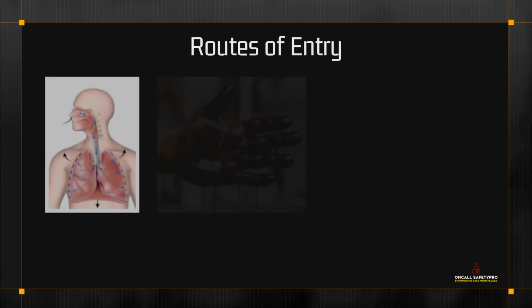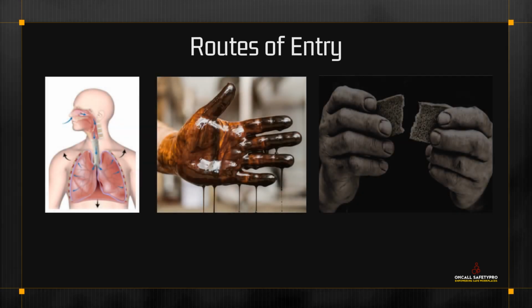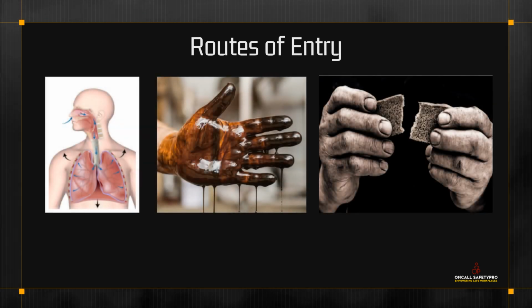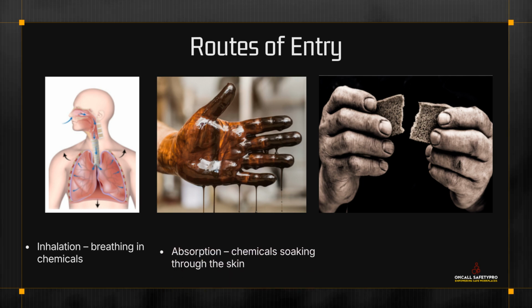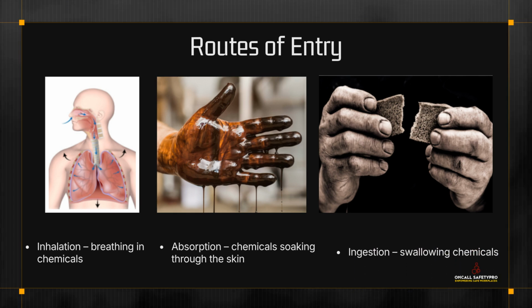The three main ways that hazardous chemicals can enter your body include 1. Inhalation, breathing in vapors, dust, or fumes. It's the most common workplace exposure route and can quickly affect the lungs and bloodstream. 2. Absorption. Chemicals contact the skin or eyes and are absorbed into the body. 3. Ingestion, swallowing chemicals unintentionally, often from contaminated hands, food, or tools.